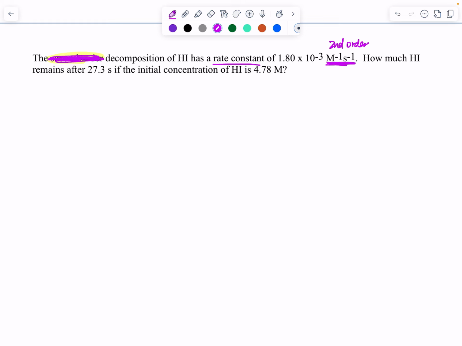So for integrated rate law, we know it is now able to tell us the relationship between the concentration and time. For a second order reaction, the relationship between those two will be: 1 over the concentration of the reactant at a certain time equals k, the rate constant, multiplied by the time, plus 1 over the initial concentration of the reactant. Because we know it's second order, we'll be able to use this equation.